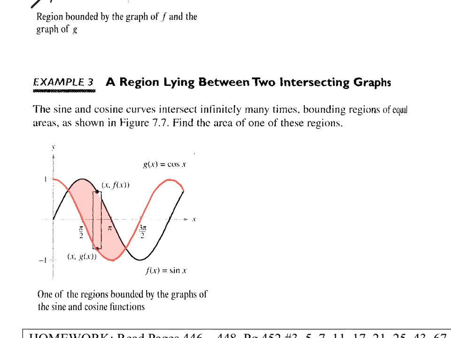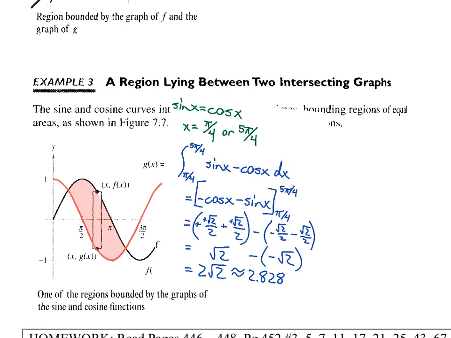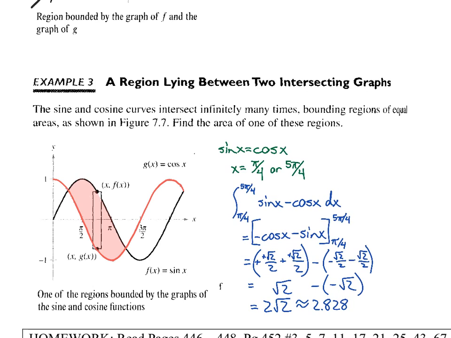Okay? Let's take a quick look at our solution. Here we go. It's a nice little solution. Alright, so where do sine and cosine equal? At pi over 4 or 5 pi over 4. You're taking the integral of sine minus cosine, because here sine is on top. We should not have to identify which one is which, because you guys know what these look like. The one that starts at the origin is our sine, and the one that starts up at 1 is our cosine. Alright, so sine minus cosine.